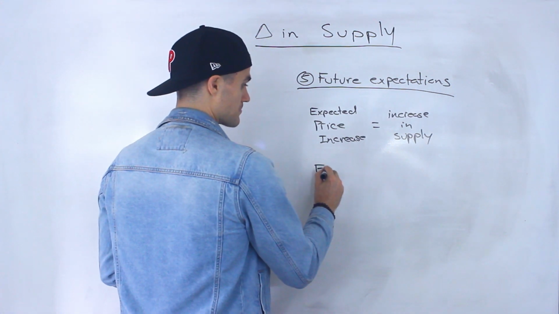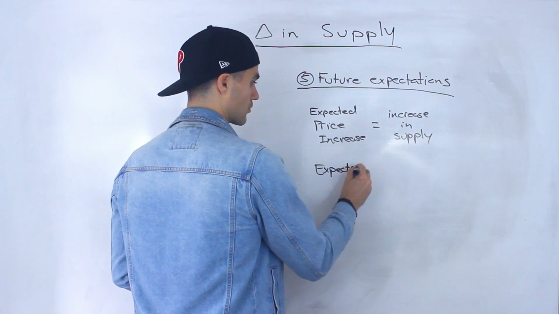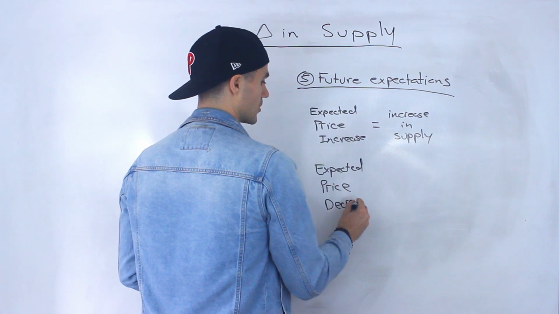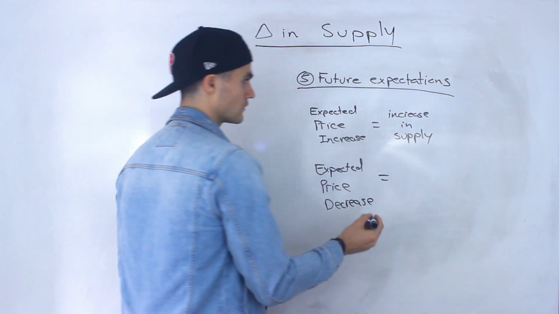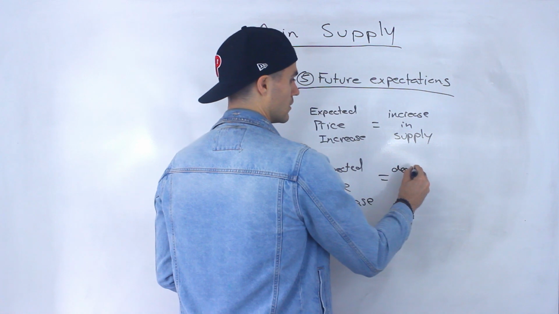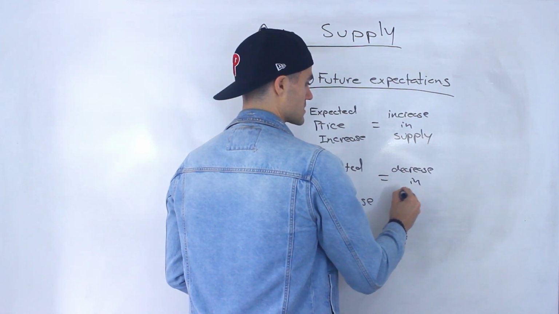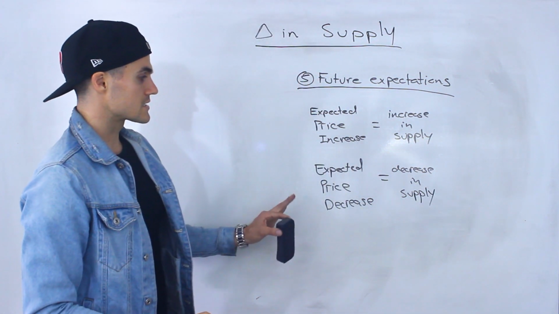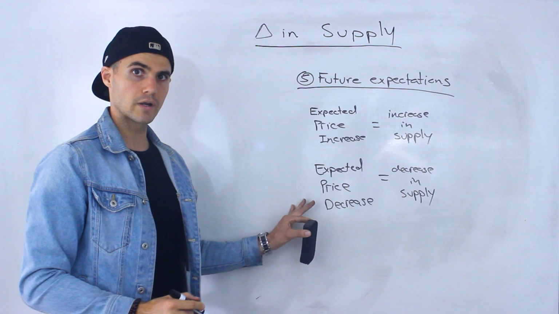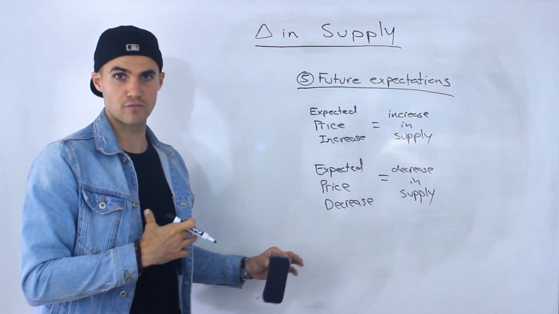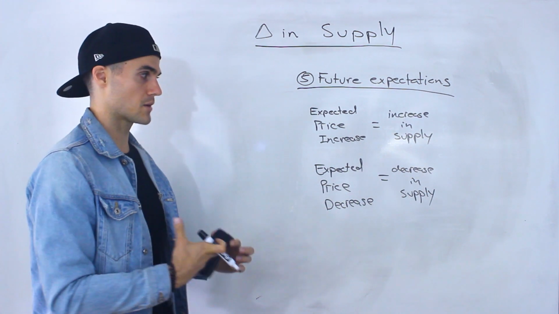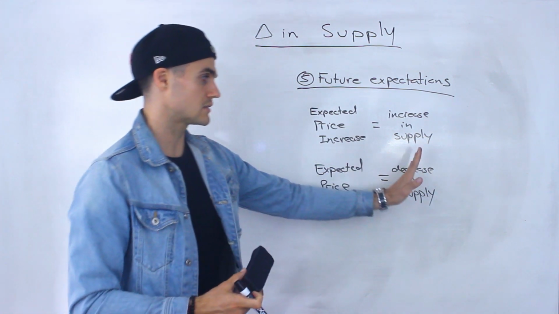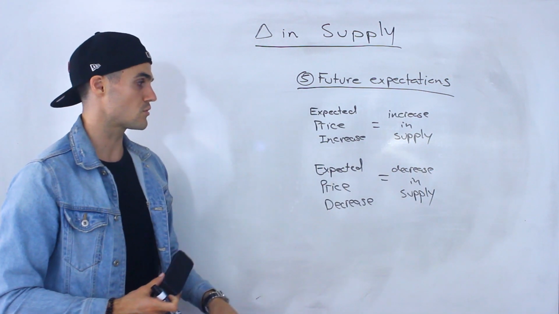And then if there's an expected price decrease, so if you feel that prices for your product are going to go down in the future, there might be a decrease in supply. Because if the prices are going down, the revenue is going down. And so if you keep the cost the same, then the profit is going down. And so you want to try to maximize the profit as a producer. So if you feel the prices are going to decrease, that supply curve is going to shift to the left.